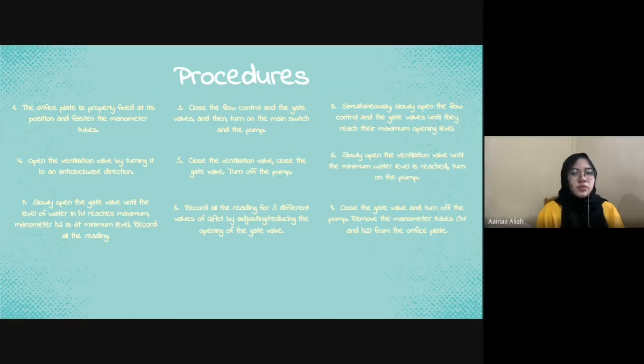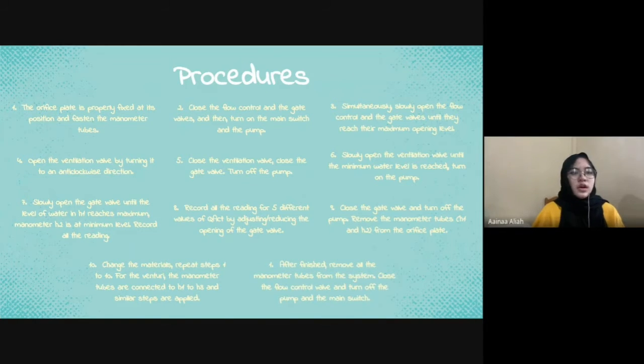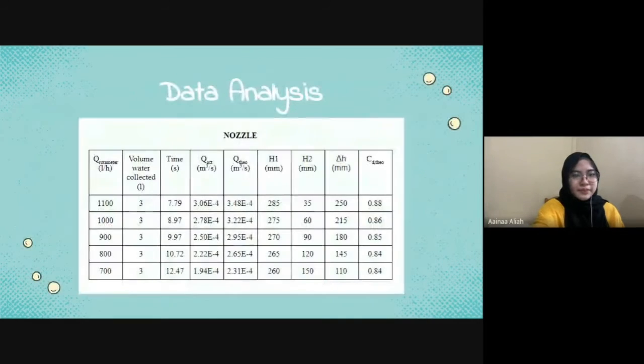Remove the manometer tubes, which are H1 and H2, from the orifice plate. 10th, we need to change the orifice plate with the nozzle and repeat steps 1 to 10. Meanwhile, for the venturi, the manometer tubes are connected to H1 to H3, and similar steps of 1 to 10 are applied. Last but not least, after we finish, remove all the manometer tubes from the system, close the flow control valve, and turn off the pump and the main switch. Next, I will pass to the next presenter.